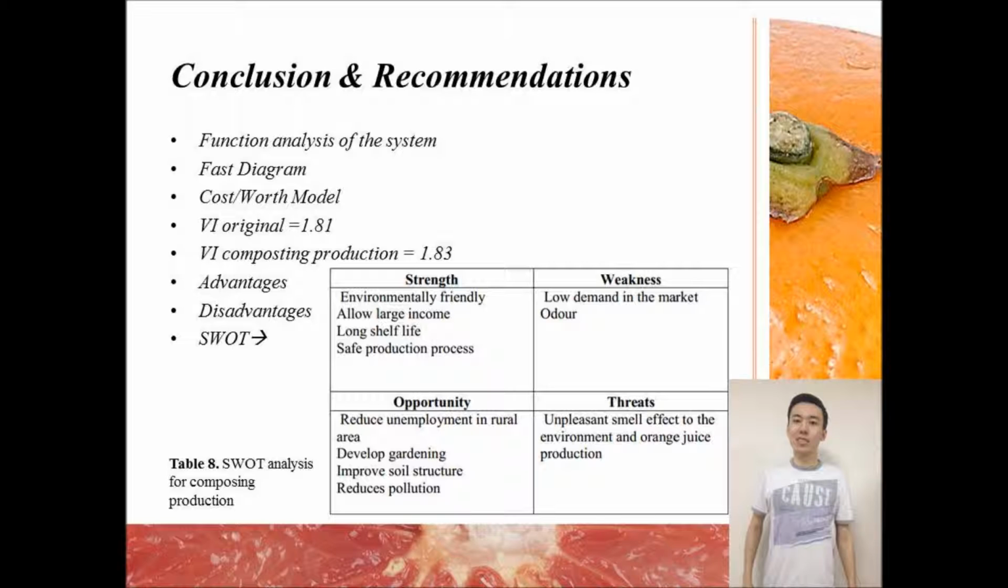The opportunities are reduction of unemployment in rural areas, development of gardening, improvement of soil structure, and reduction of pollution. The threat of composting production is an unpleasant smell affecting the environment. Taking everything into consideration, composting production is the best solution to the problem.